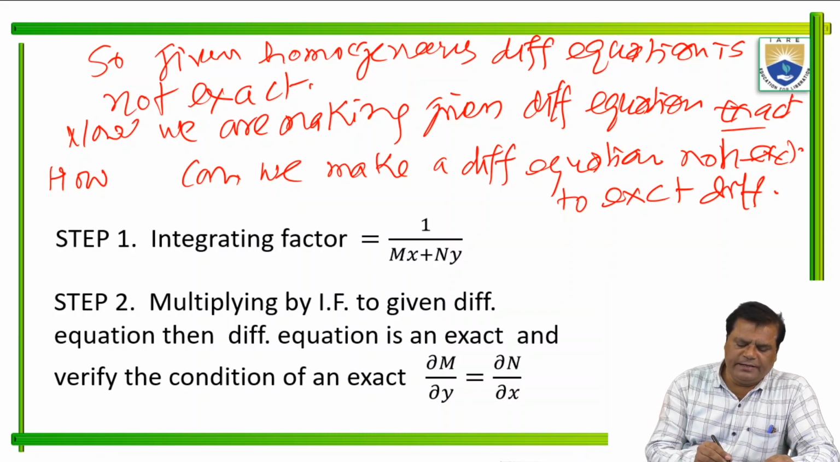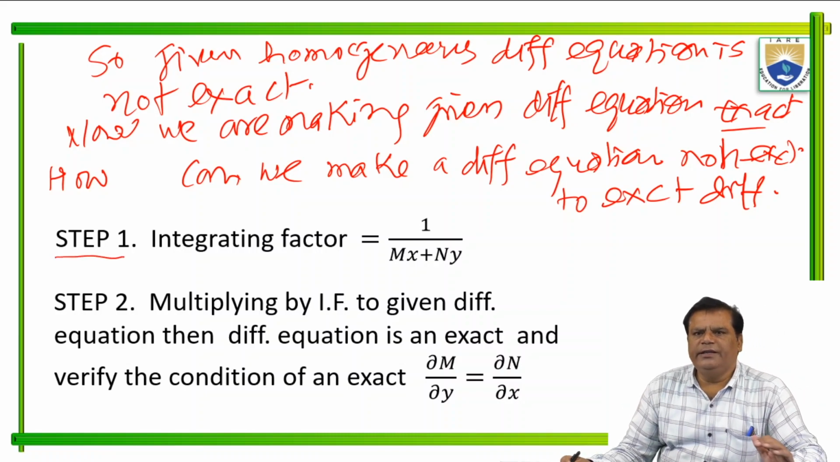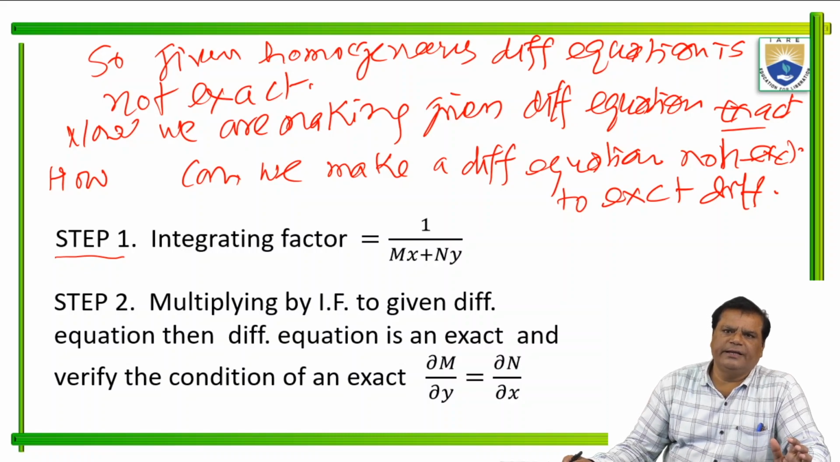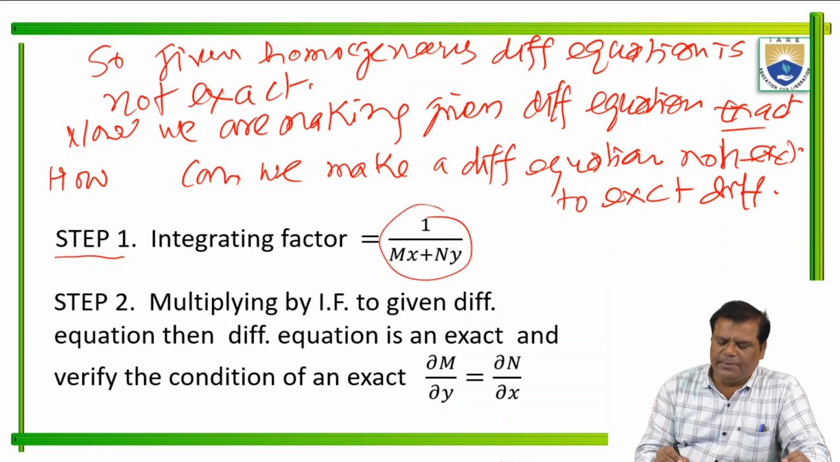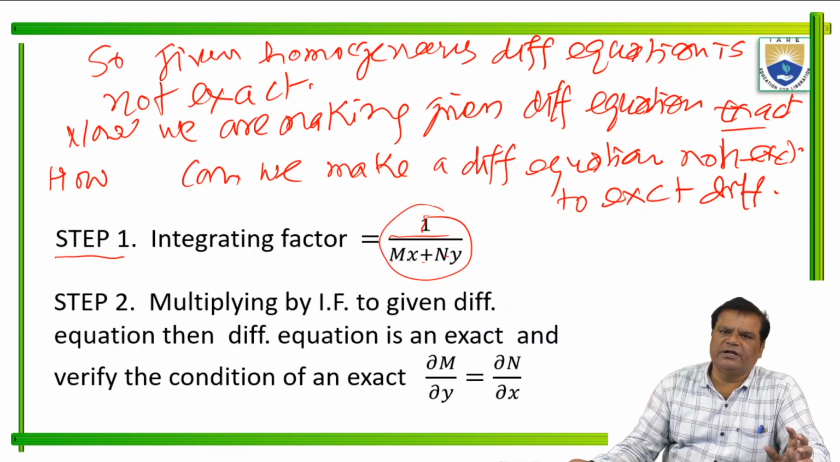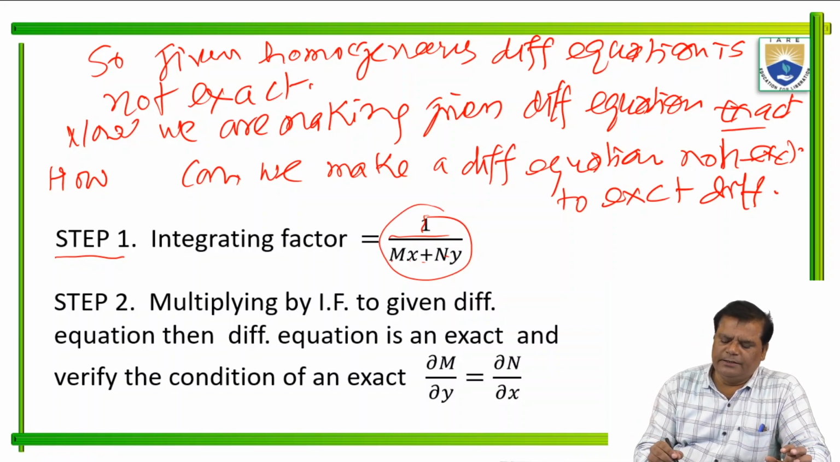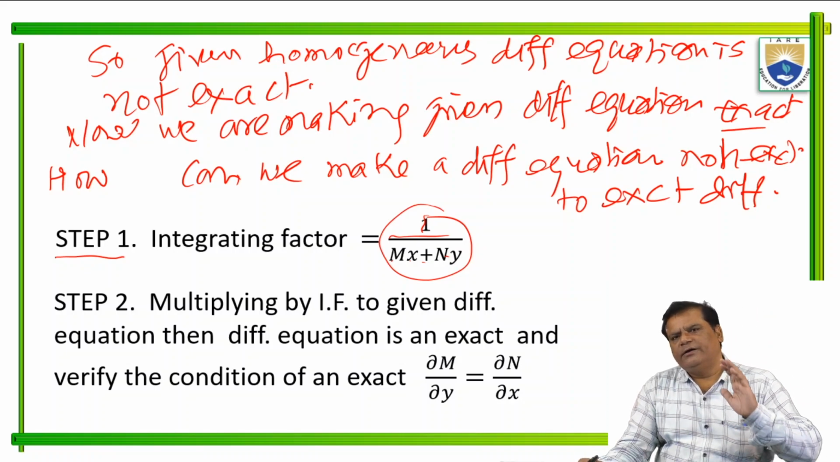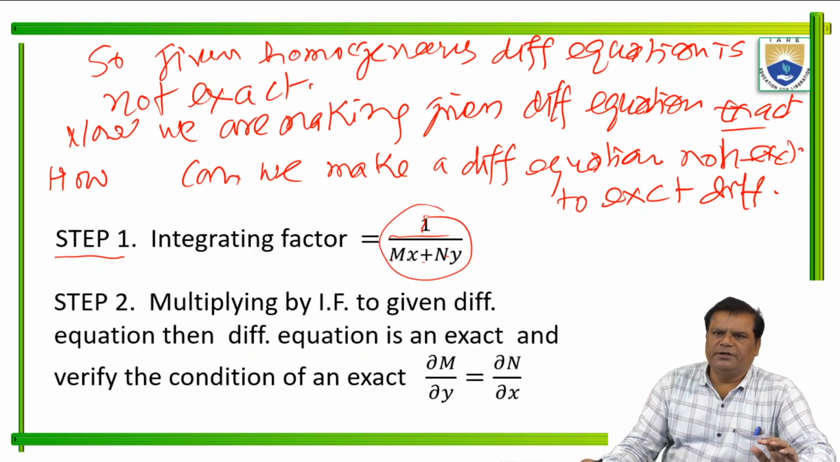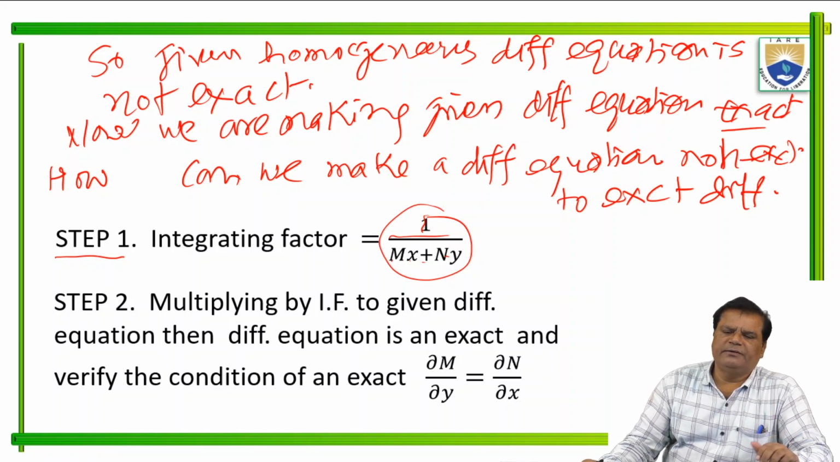So step 1, integrating factor. We are taking an integrating factor. This is 1 upon Mx plus Ny, M multiplied by x plus N multiplied by y. So this is a function of x and y, and this function we multiply to each term in the differential equation, and the differential equation becomes exact.